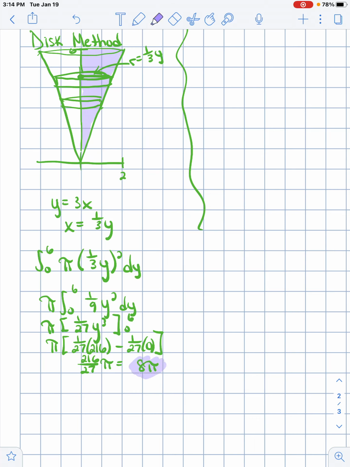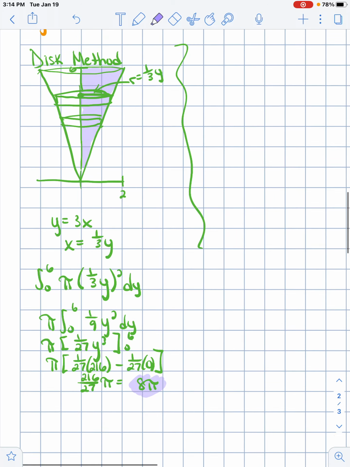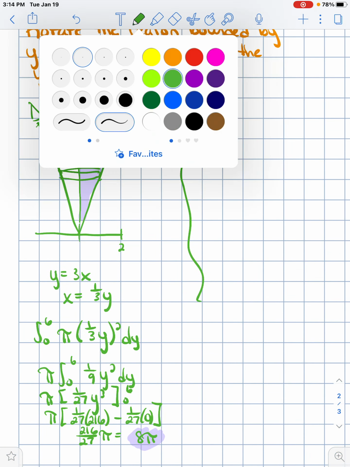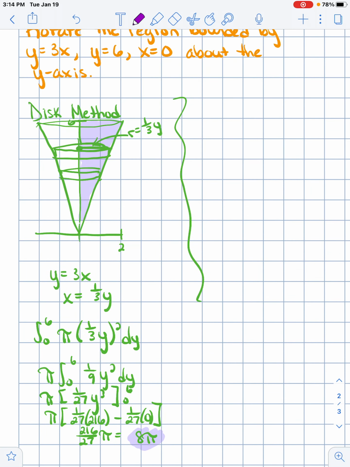Okay, so that's the disk method. Now let's look at the washer method. I mean the shell method, sorry. Let's see, what color should I use? I'm going to use purple. Let's look at the shell method. I almost said washer again. We're going to take that same exact region and we're going to still rotate it about the y-axis, but we're going to use the shell method instead.